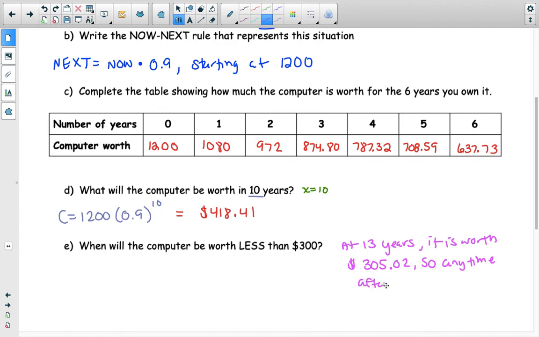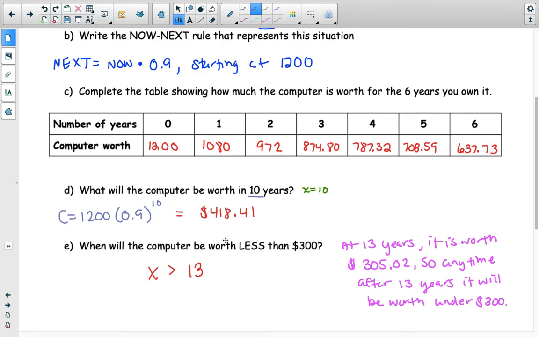So any time after 13 years, it will be worth under $300. So if I write that out, I know at 13, it's not under $300. But anything more than 13 years, it'll work. So that's why I'm not putting the equal to sign on here, because at 13, it's still $305. But anything after 13 years, I know that it will be underneath $300. So that's why we put x is greater than 13.